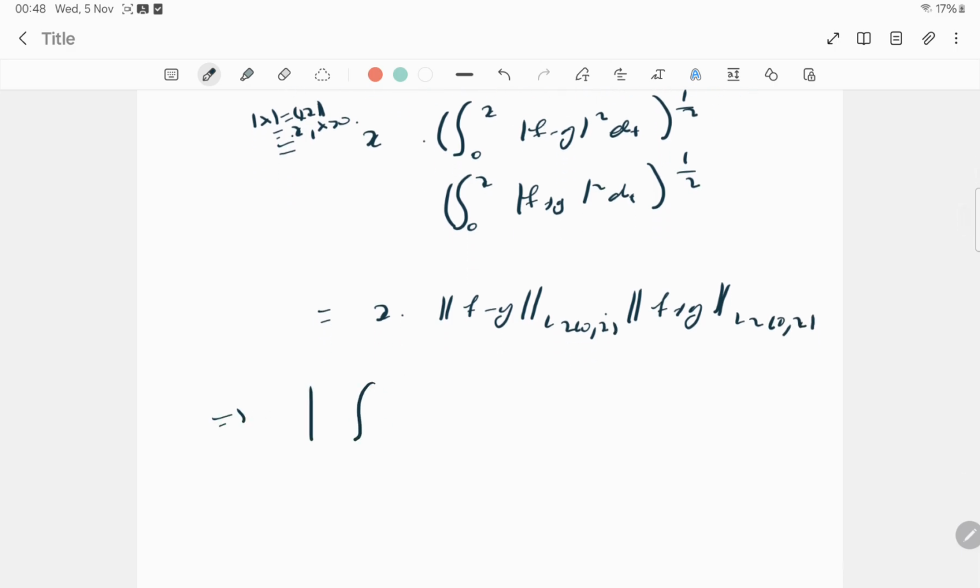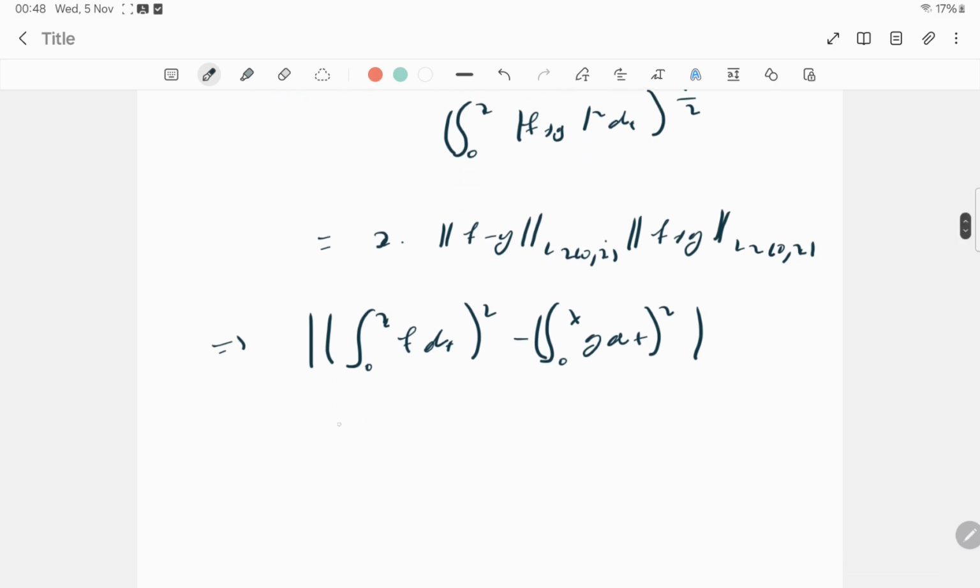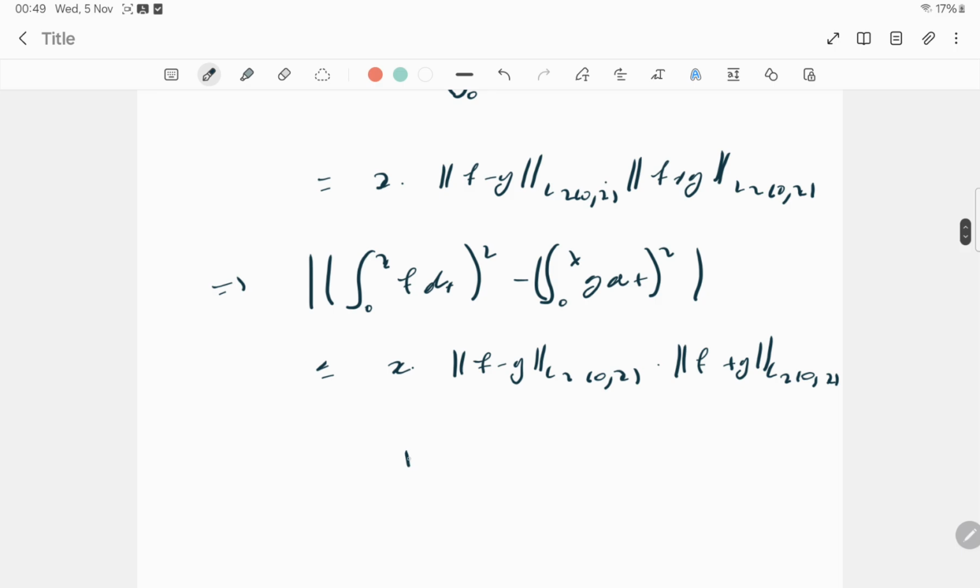So at the end of the day we have integral 0 to x of f dt squared minus integral 0 to x of g dt squared is bounded by x times the norm of f minus g in L2 0 to x times the norm of f plus g in L2 0 to x, and that concludes the proof.